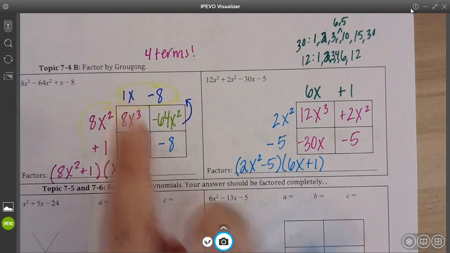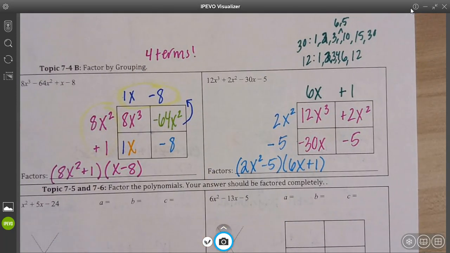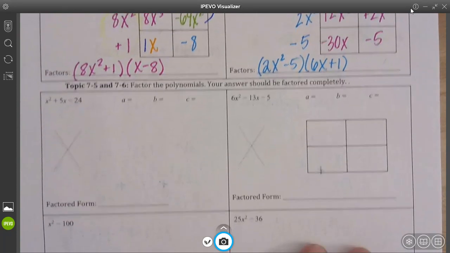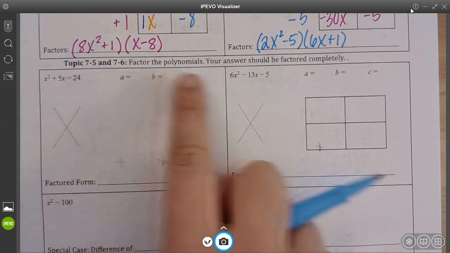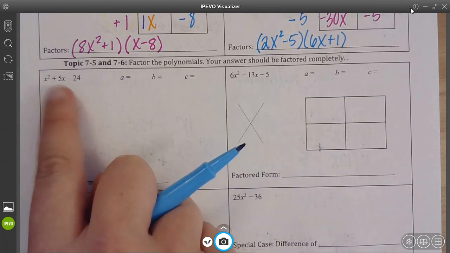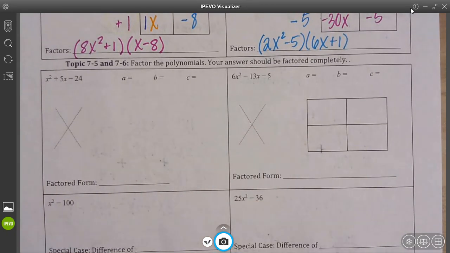This works well using our box backwards when we have 4 terms. But if we take a look at our next two problems, these polynomials that we're trying to factor do not have 4 terms. They only have 3 terms. So what we get to do is I'm going to use the X method and then the X box method. Sometimes we got to use the box there as well.